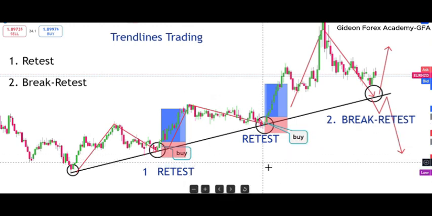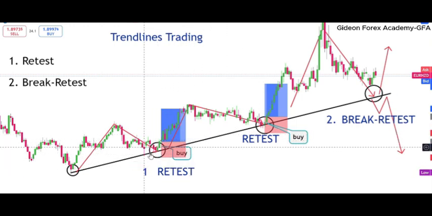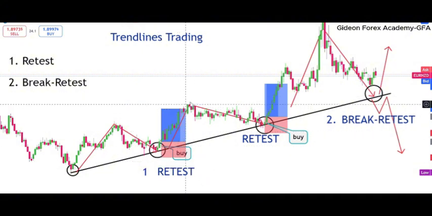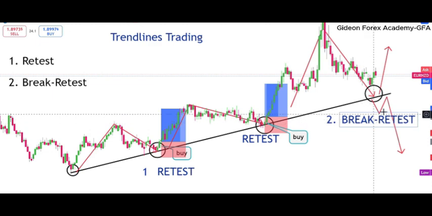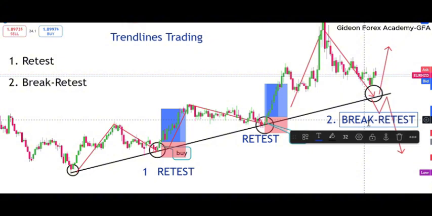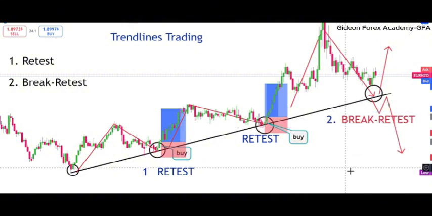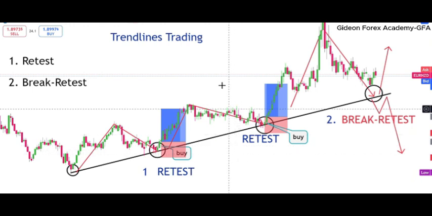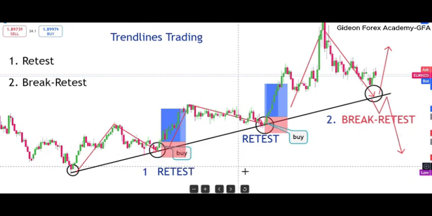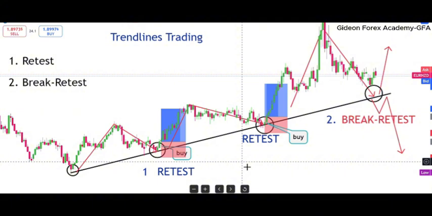They would typically wait for a bounce off at the trend line to buy the retest. And then they would wait for a break below the trend line and a retest. That's what we call a break and retest before they can consider selling, like in this case. So that is in an uptrend. In a downtrend, it would simply be the opposite, as we shall see in the next example.